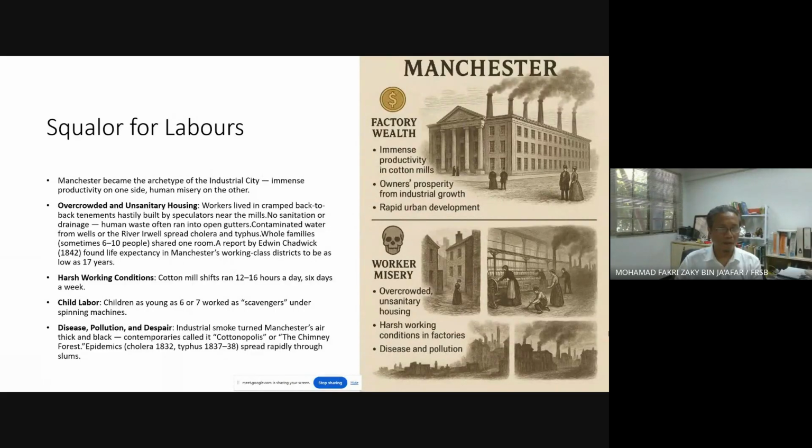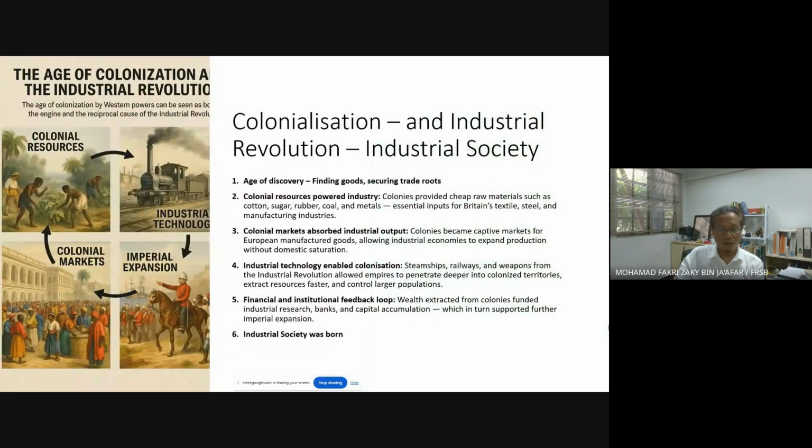Okay, so I believe many of us have heard of this story. If you want to summarize what happened, with the age of discovery, these Western powers started to have new resources, new markets, even new goods. So that was their motivation to go and explore the world.